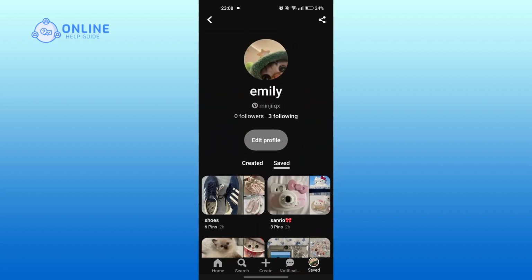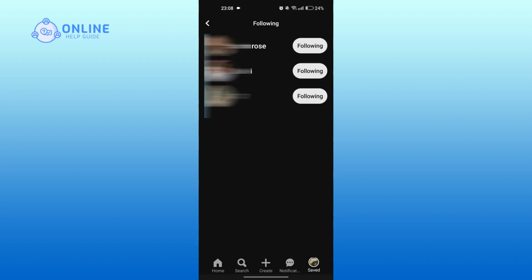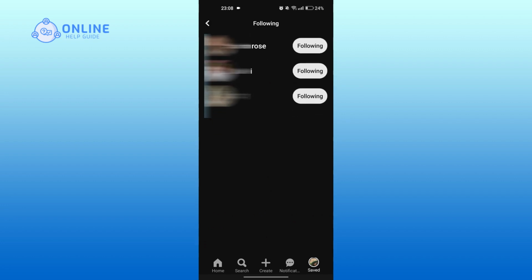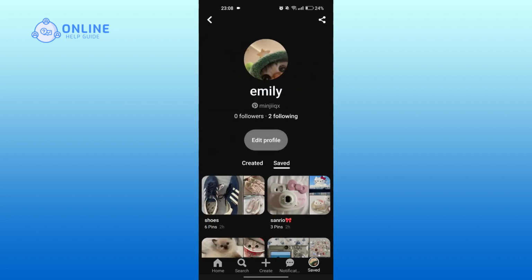Tap on Following right below your username. You can see all the people that you are following. To unfollow them, simply tap on the following icon at the right of their username. Just like so. And that is how to unfollow someone on Pinterest.